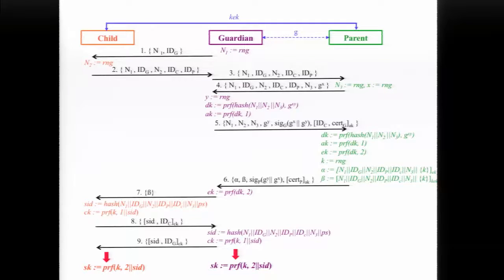So the alpha gave the guardian the information needed for the guardian to check what the child gives back to the guardian in step 8. Yes, someone could certainly spoof message 2, but things would fail later on. Things will fail in step 8. Yeah, because we have verifications in the following stages.